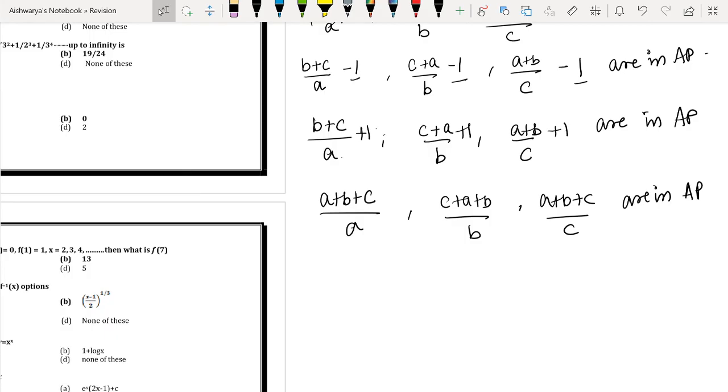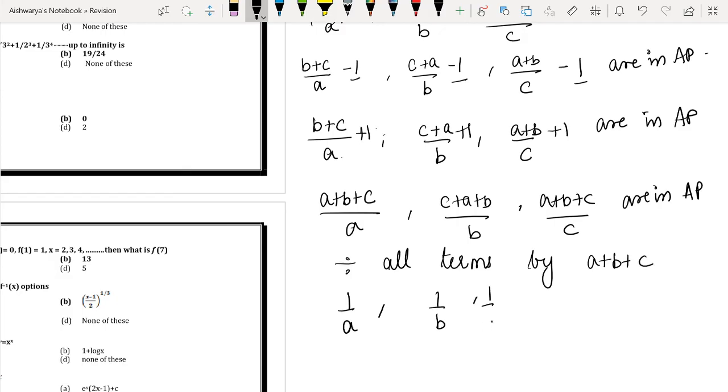Okay. Now I'm going to divide all terms by a plus b plus c because it is common. So it will become 1/a, comma 1/b, comma 1/c are also in AP.